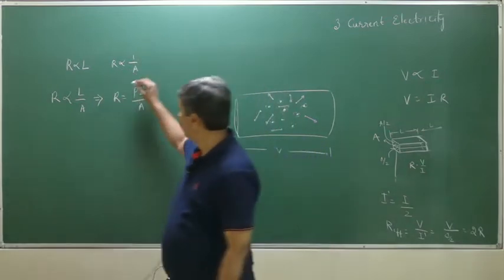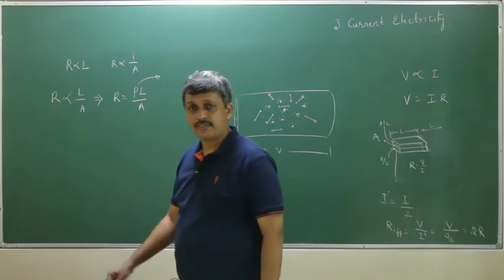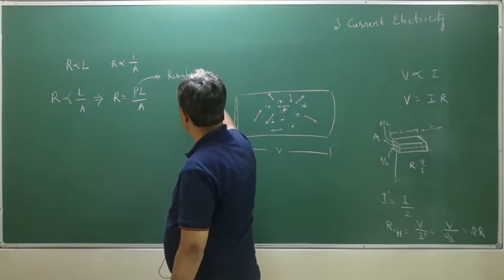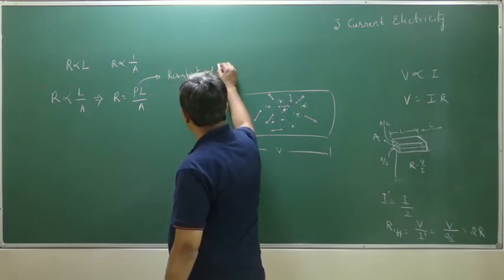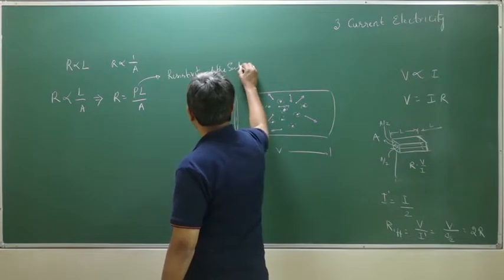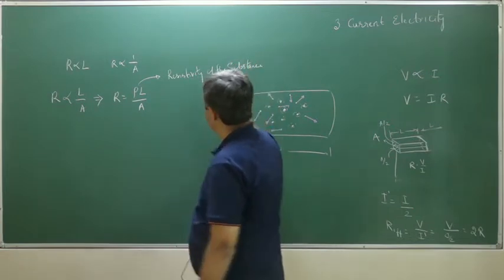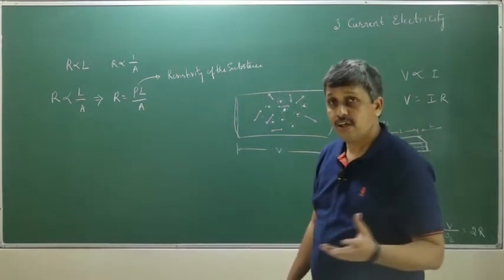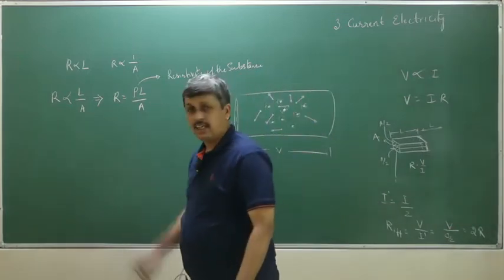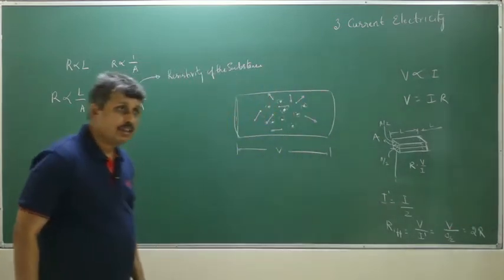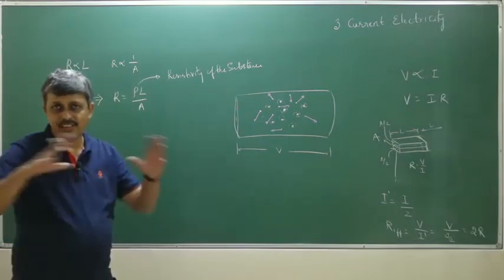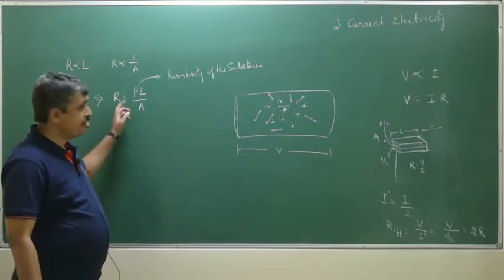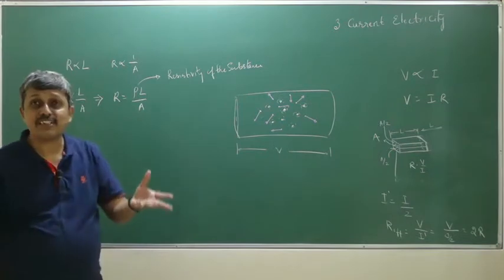And this rho here is called the resistivity of the substance. It does not depend on the length and area. Okay, length and area are nothing but the physical dimensions of the substance. So the total resistance depends on the material's resistivity, which is the character of the material itself.